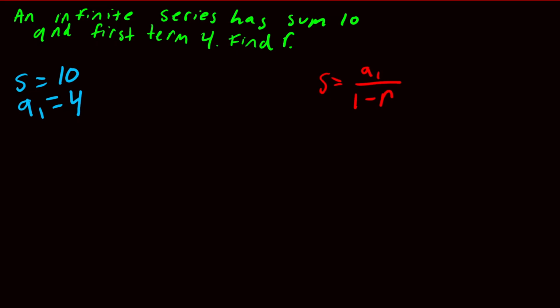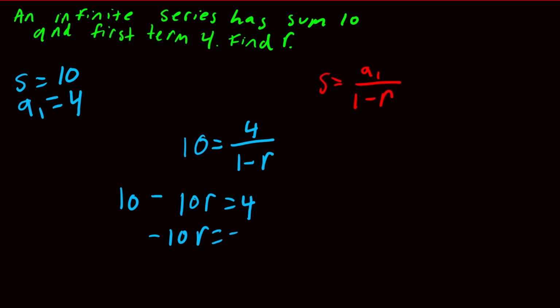Now, we don't know what r is, so now this is going to be, I feel, fairly simple, just simple algebra. So it'd be 4 over 1 minus r. We don't know what r is. So 10 minus 10r equals 4, minus 10r equals minus 6, r equals 6 over 10, or 3 over 5.